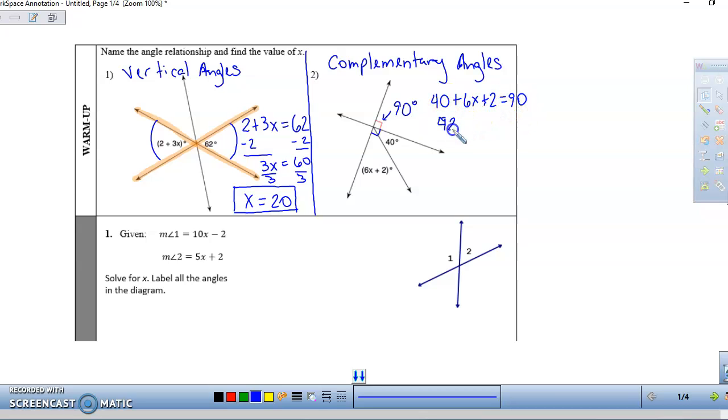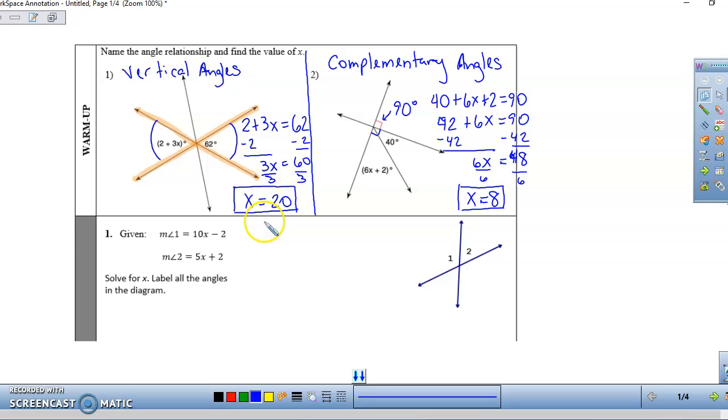Okay, welcome back. You're going to have 42 plus 6x equals 90. Okay, subtract 42. And I get 6x is equal to, what is that, 48. You could use a calculator, but I think it's 48. And then divide by 6, and x equals 8. Okay, so those are some warm-up questions to get you ready for some harder ones down here.